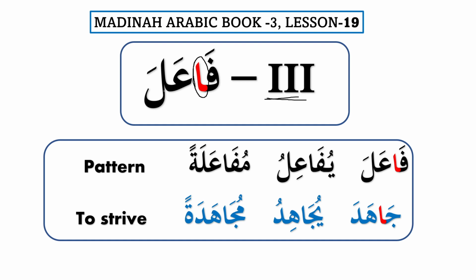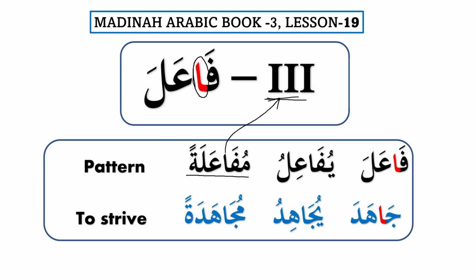So fa, ain, lam, these are the root letters. But when alif is added to that, then it becomes form number 3, fa'ala. So fa'ala, yufa'ilu, mufa'alatan. As we can see over here, this is the masdar, and we know that the masdar are fixed for the derived forms of the verb, and these forms are also named after the masdar. So for example, form number 3 can also be called mufa'ala.